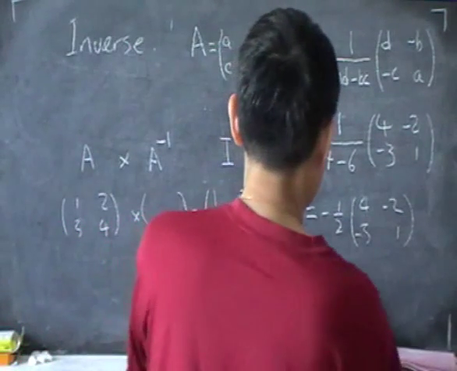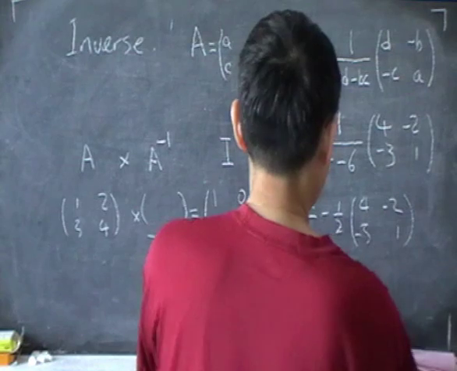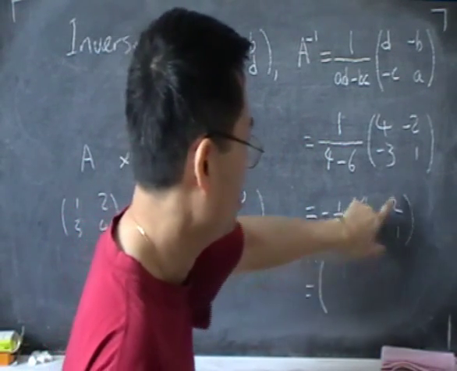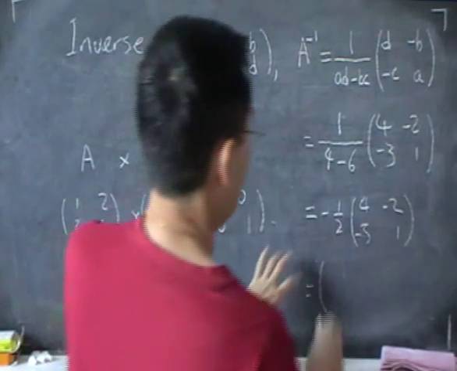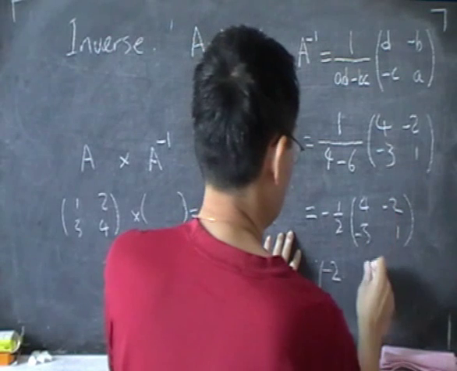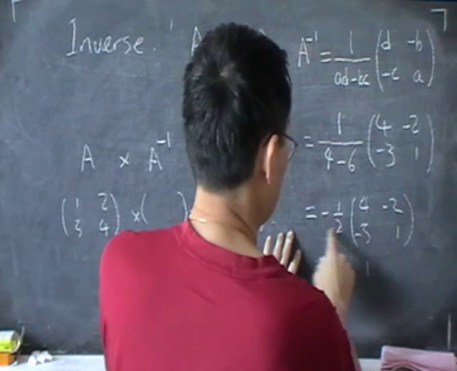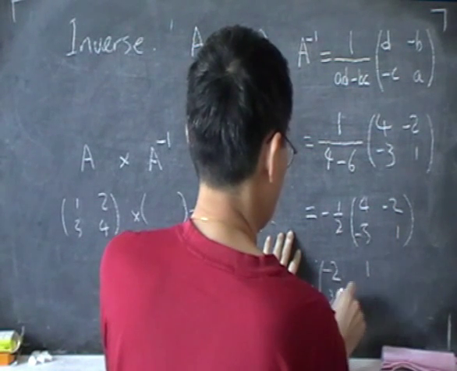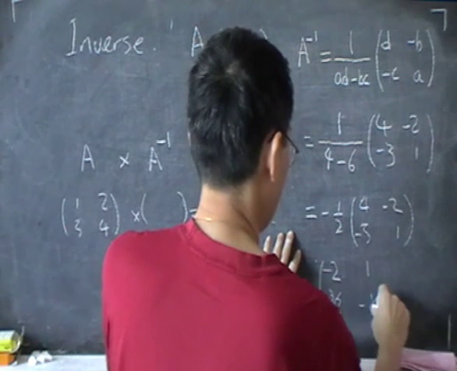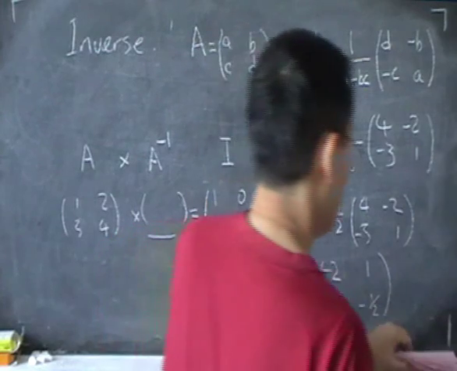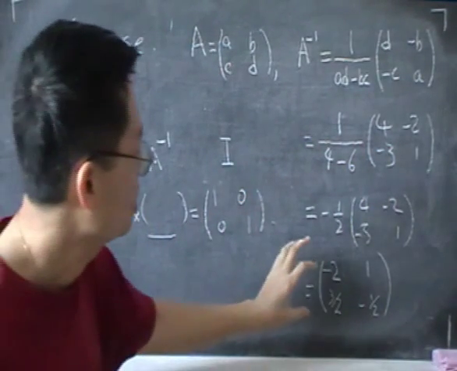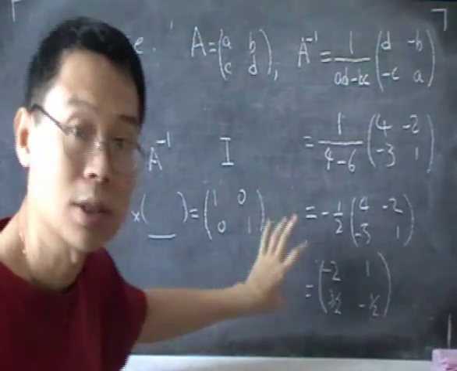Let me just complete this. So this would be, and the minus half I can multiply each of the numbers in the matrix. Minus half times 4 is minus 2, minus half times minus 2 is 1, minus half times 3 is 3 over 2, minus half 1 is minus half. Right, so this is the answer, or this is the inverse of A.